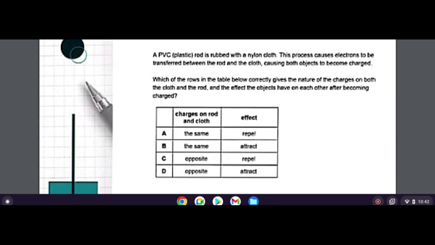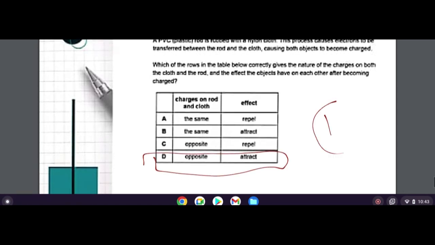D. Option number D. So when the plastic rod is rubbed with a nylon cloth, the electrons are transferred from one object to the other. This causes the rod and the cloth to have opposite charges. One becomes positively charged and the other becomes negatively charged. So the opposite charges attract each other. So the rod and the cloth will attract. Very good. Here you got the point again.